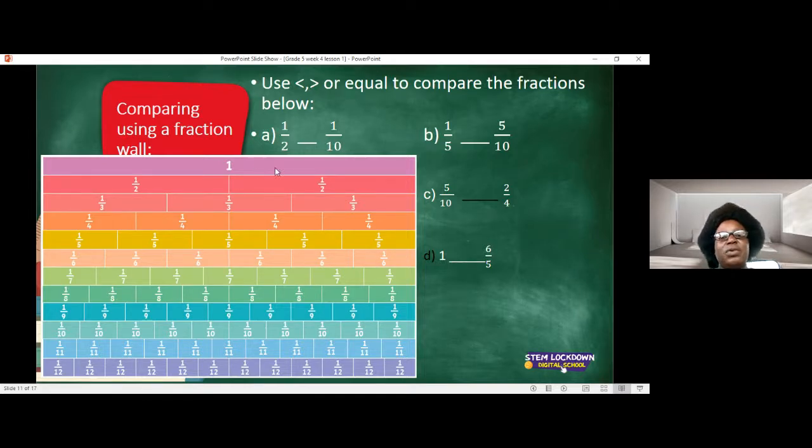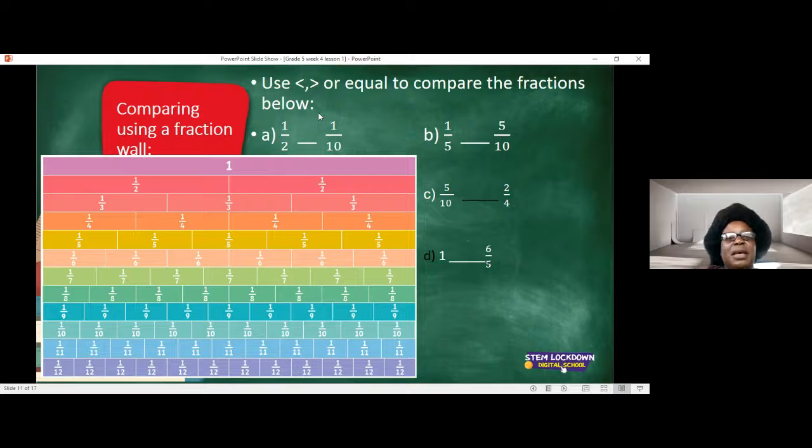This is one whole. So every fraction here is up to one whole. We can see on top here it is divided into halves, and then here into thirds, and the next one is divided into quarters, and so on. And then you have to use greater than, less than, or equal to compare the fractions below.